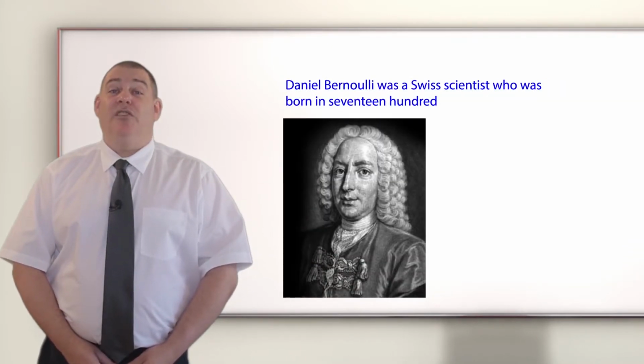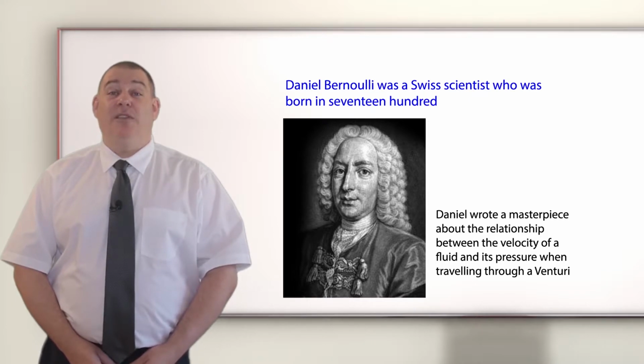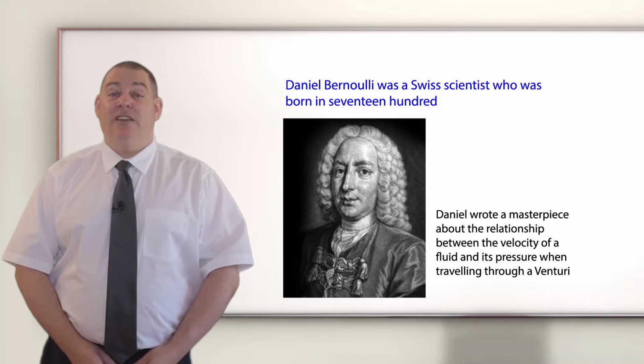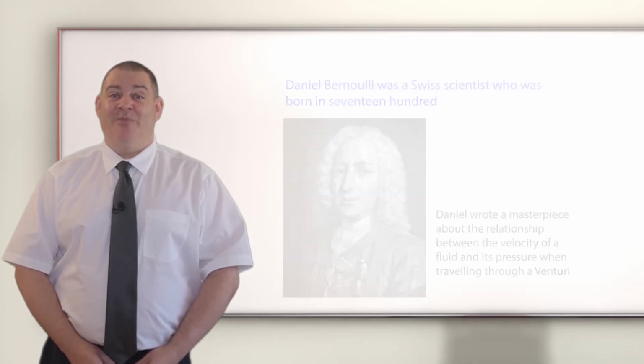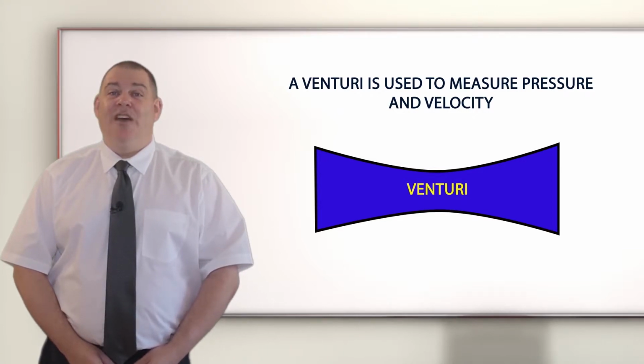Daniel Bernoulli was a Swiss scientist who was born in 1700. Daniel wrote a masterpiece about the relationship between the velocity of a fluid and its pressure when travelling through a venturi. A venturi, by the way, is a tube with a constricted section in the middle. A venturi can be used for measuring the flow rate and pressure.